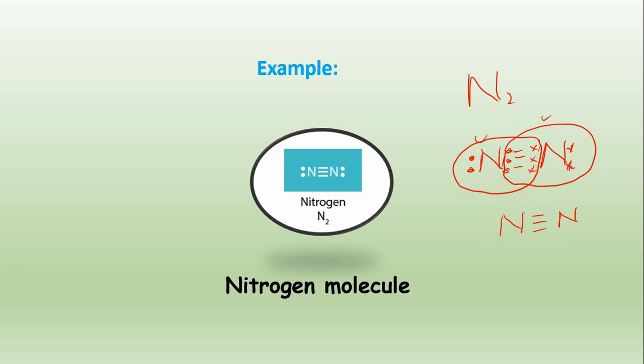A single covalent bond is denoted by a single line because there is a sharing of 1 electron by each atom, or 1 pair of electrons. A double covalent bond is denoted by double lines, which means there is a sharing of 2 electrons. A triple covalent bond is denoted by triple lines, which means there is a sharing of 3 electrons, or you can say 3 pairs of electrons.